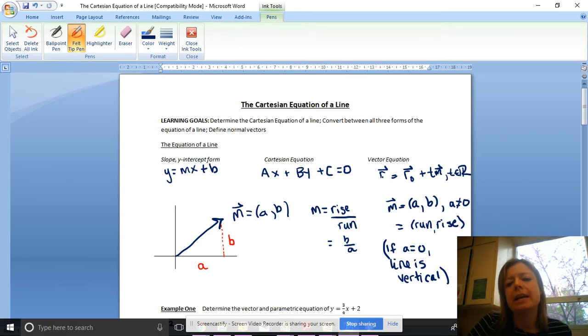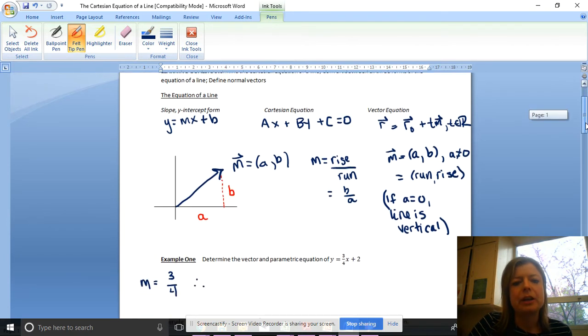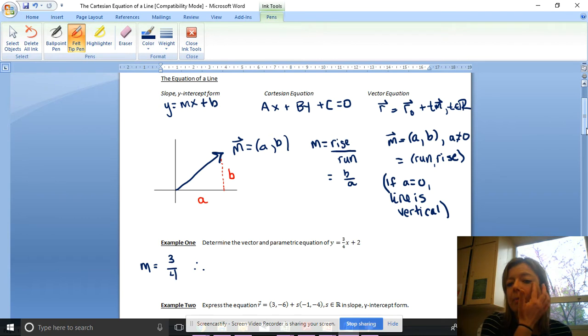The vector equation is here, and that's what we learned yesterday. They all share something in common, and that would be the concept of slope. Slope is m in slope y-intercept form, and we can think about the direction vector as representing slope in the vector equation. If the direction vector m has coordinates (a, b), then rise over run would be b divided by a. So a is the run and b is the rise.